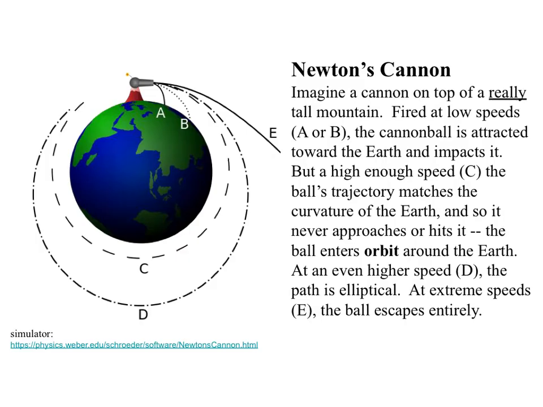Imagine a cannon on top of a really tall mountain, like a ludicrously tall mountain. Fired at low speeds, like A or B, the cannonball is tracked to the Earth and hits it. So blomp, like we did, or maybe a little further away, so the Earth's curvature matters, but it still hits it. But at a high enough speed, the trajectory will exactly match the curvature of the Earth, and so the ball will go all the way around and then hit the cannon itself.